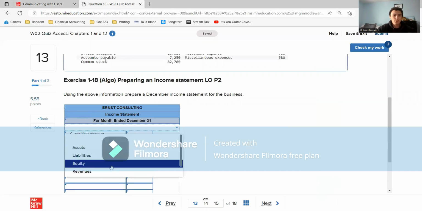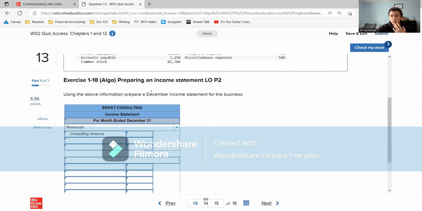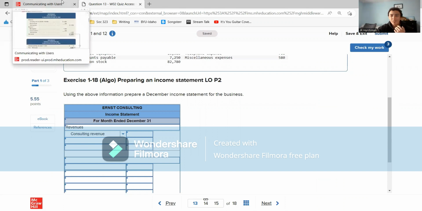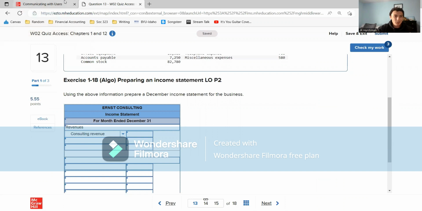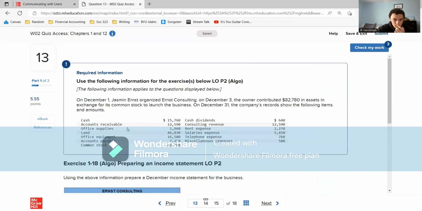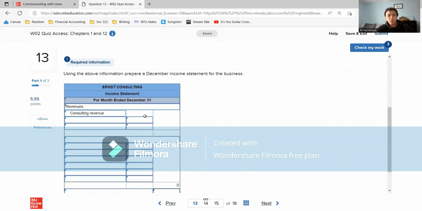So we come up to the top, and we know for sure this has to be revenues. Revenue is basically the money that you're receiving from other people. I already accidentally put that in when I was messing with it earlier. I couldn't figure out how to delete it, but it's consulting revenue. You look for anything that says revenue, and the only revenue I could find was this consulting revenue. So you take this 12,590 and paste it in there, and it automatically says total revenues. Boom. Super fancy, super nice.